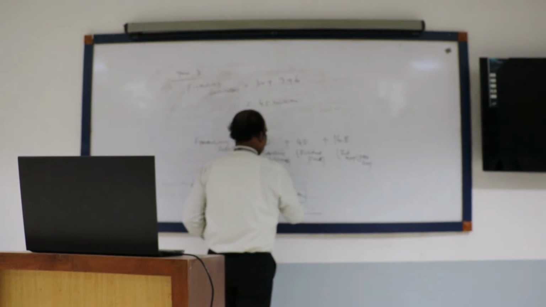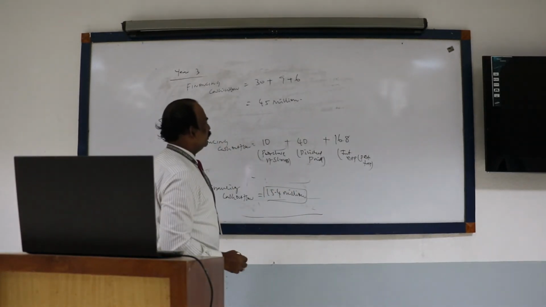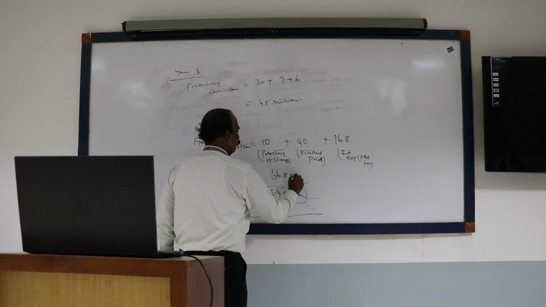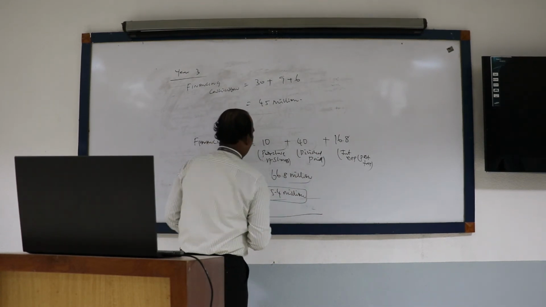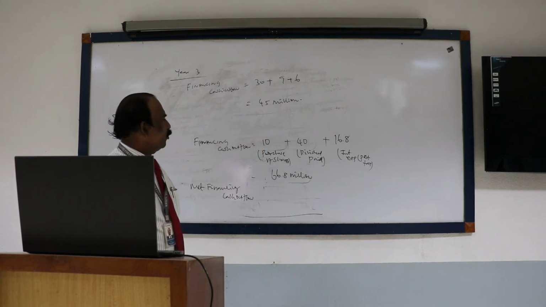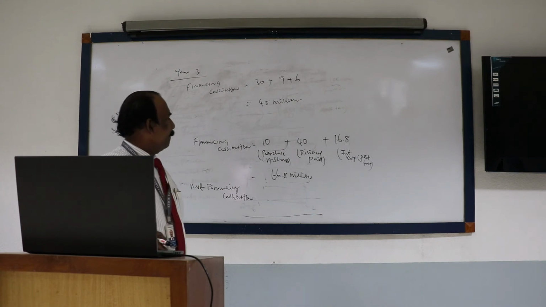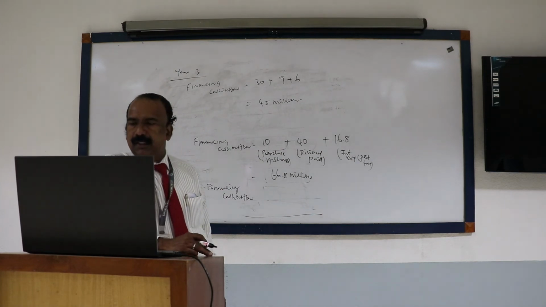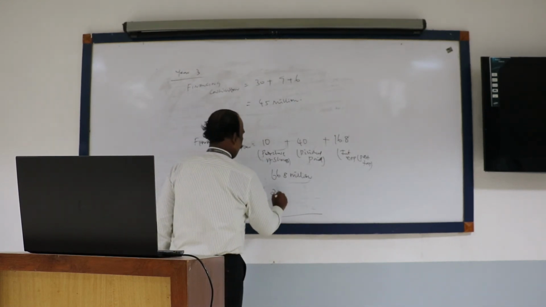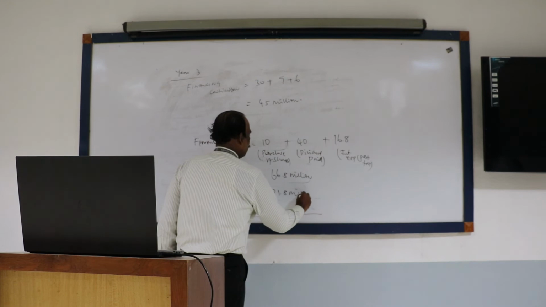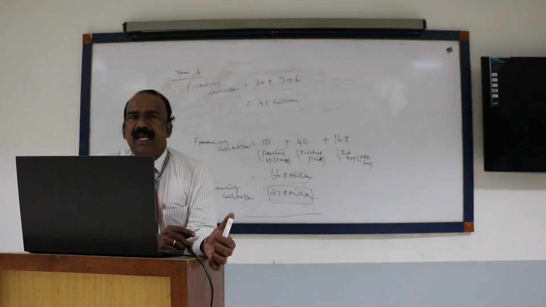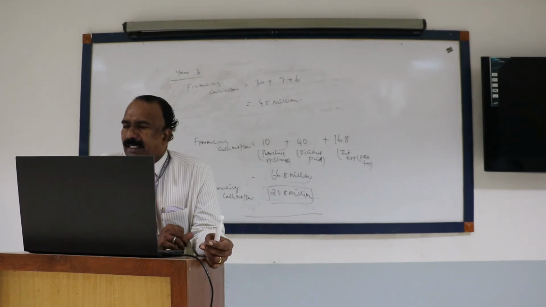So it will be 66.8. Again, financing cash outflow only. 66.8 minus 45 will be 21.8. So the financing cash outflow is 21.8 million.